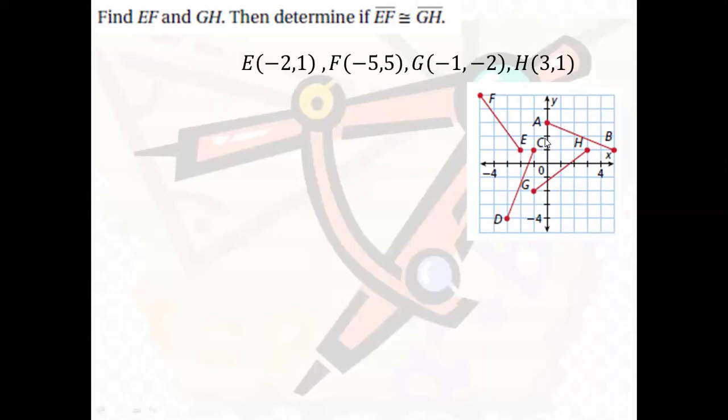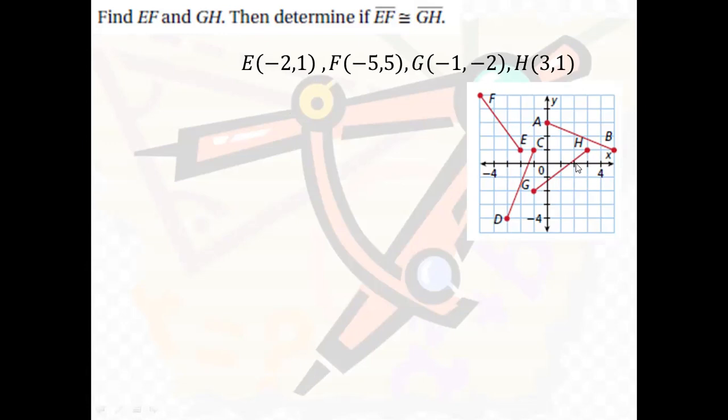For E, it is -2 and 1. How do you read the coordinates? You have to see the point. This is point E. First, you see where it is touching the x-axis. So it is touching the x-axis here. So that means this is 0, -1, -2. So the value of x is -2. And then look at where it is touching the y-axis. So that is 1. So the coordinate for E is going to be -2 and 1.